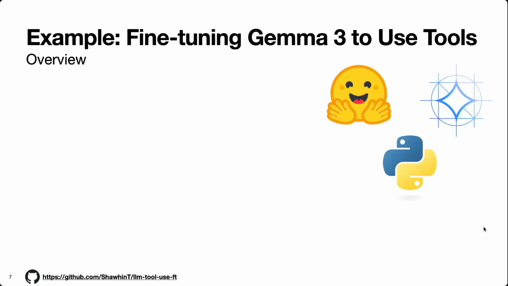To make this all more concrete, let's walk through a specific example. Here I'm going to fine-tune Gemma 3 1B to use tools. Gemma 3 is an open weight model from Google. The version I'm using here has 1 billion parameters, which means it can run pretty easily on my MacBook. For all the training and everything, I'm going to be using the Hugging Face ecosystem, and all of this is going to be coded in Python.